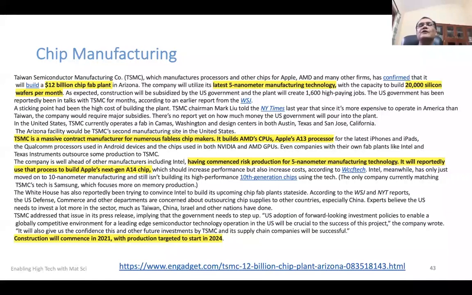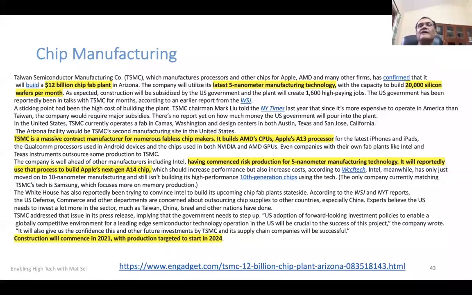Number one. Number two, if you see in the second or third paragraph, TSMC is a massive contract manufacturer for numerous fabless chip makers, such as Apple, AMD, Qualcomm, and others. Okay. So earlier, people used to send their chip design to a foundry like TSMC, and they would make it in Taiwan and ship the chips back. But now they are coming closer to where the fabless companies are. I mean, Intel is not fabless, but some of the other companies like Qualcomm and others are examples of fabless.